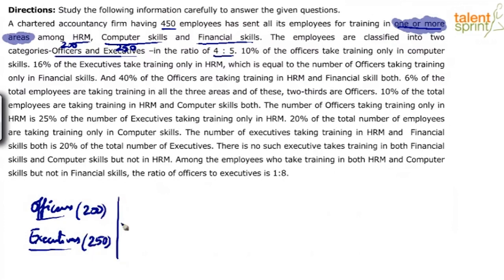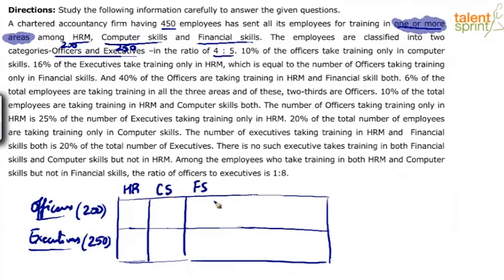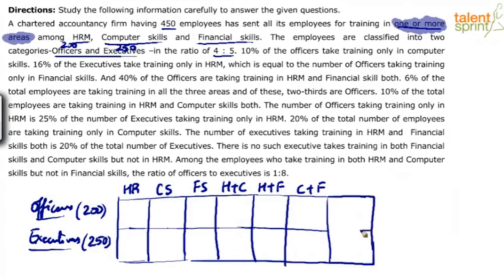Now we are going to distribute these officers and executives in various categories. What are the various categories possible? Let me just do a simple table. Only HR or HRM. How many officers only in HR? How many executives only in HR? Then the next category is computer skills. How many computer skills? Then the next one is financial skills. Remember, these are only HR, only computer skills, and only financial skills. Now there can be combinations. What are the combinations? HR plus computer skills, HR plus financial skills, or computer skills plus financial skills. And there's one more category. What is that? All 3: HR plus computer skills plus financial skills.